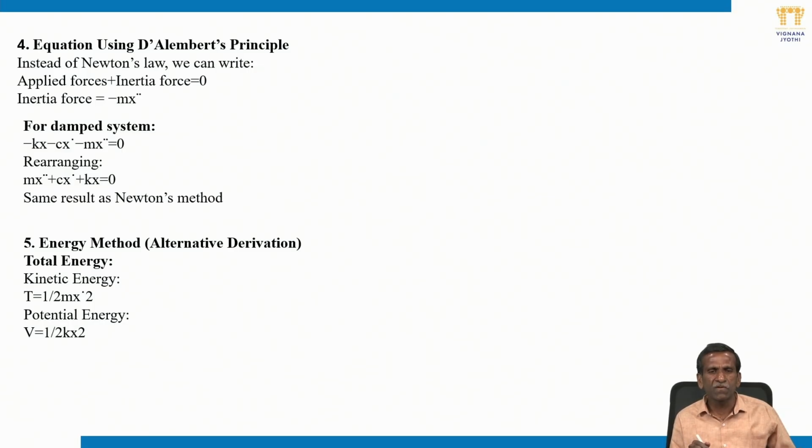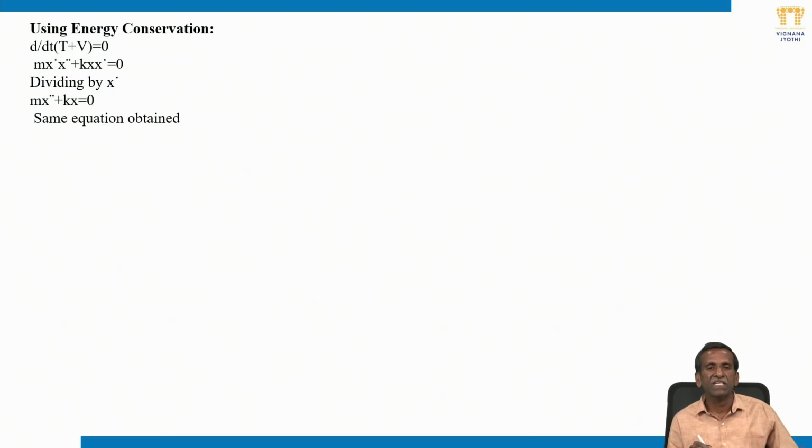Another method is the energy method. Total energy must be balanced, so the differentiation of total energy must be 0 at the equilibrium position. Kinetic energy we write as half m x dot square, and potential energy, because of stiffness coefficient k, is half k x square. The sum of these energies, if you differentiate with respect to time, must be 0. That is called the law of energy conservation.